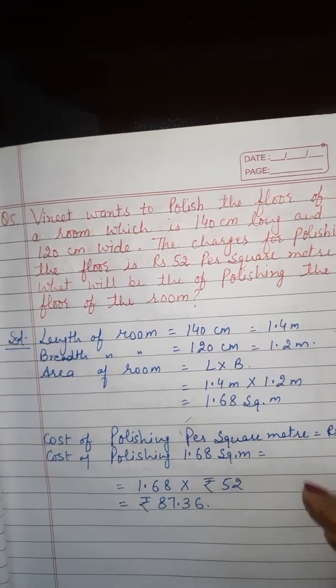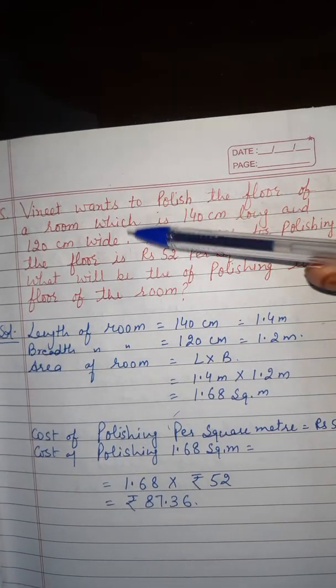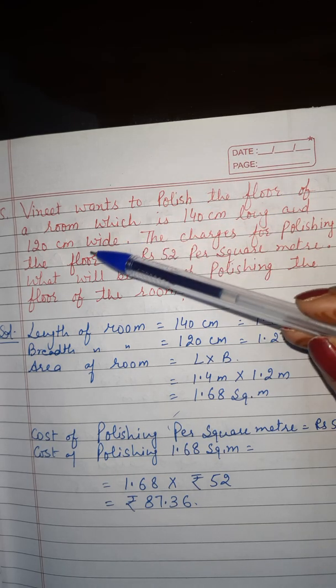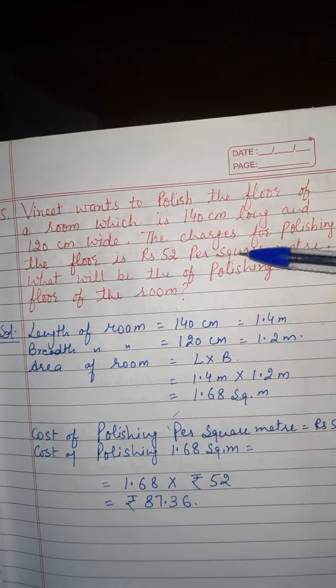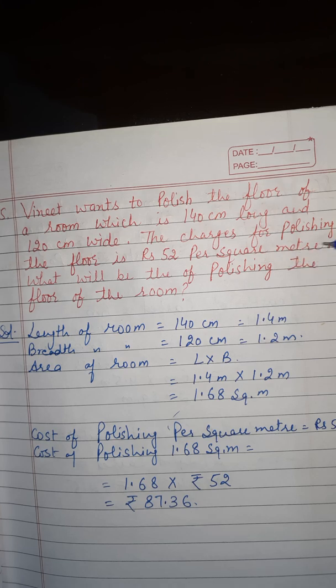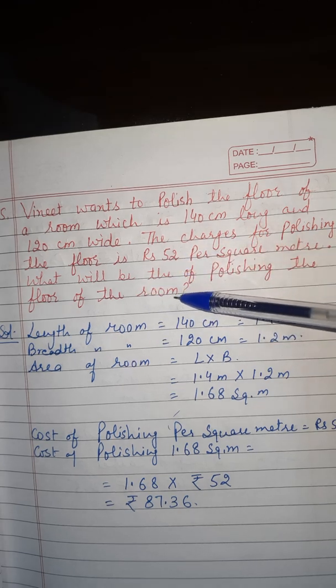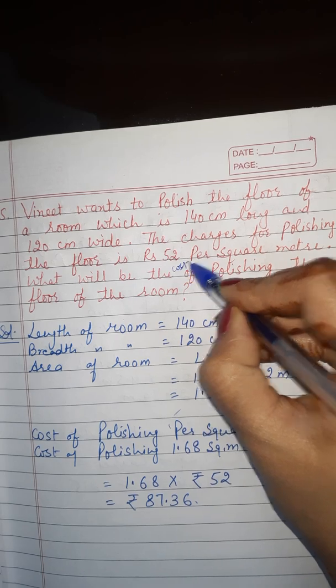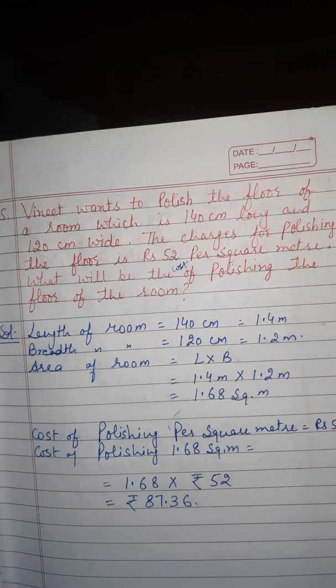Okay. Now the next question, number 5, is: Vineet wants to polish the floor of a room which is 140 centimeter long and 120 centimeter wide. The charges for polishing the floor is rupees 52 per square meter. What will be the cost of polishing the floor of the room?